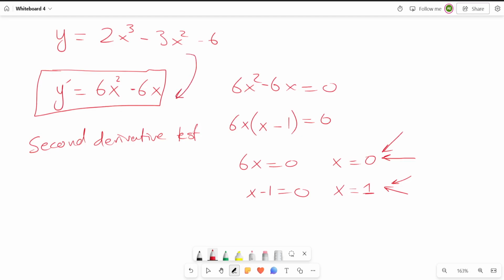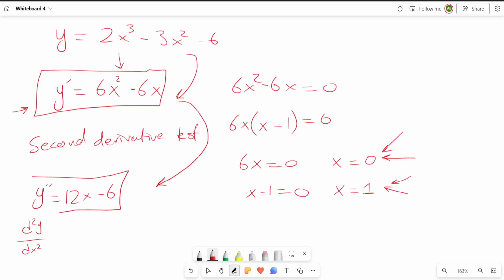So now we differentiated one time. Now we will take this first derivative and differentiate it another time to get the second derivative, which is written as y double dash or d squared y by dx squared. They're both the same notation for the second derivative. So let's differentiate this expression. It's going to be 12x minus 6.